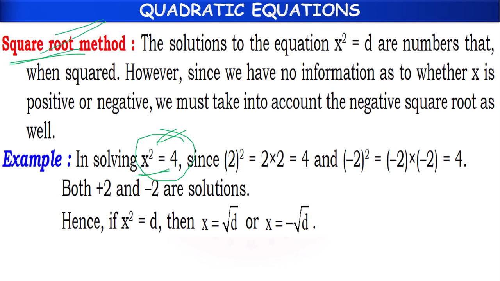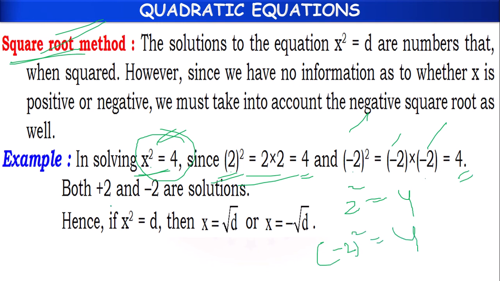So we have x square equal to 4. We can write 2 square, because 2 square equal to 2 into 2 equal to 4. So we can write 2 square equal to 4. But minus 2 whole square also, minus 2 into minus 2 equal to plus 4. We can also write it as minus 2 whole square equal to 4. So in the place of x, we can take either plus 2 or minus 2. So this plus 2 and minus 2 both are the solutions of quadratic equation x square equal to 4.